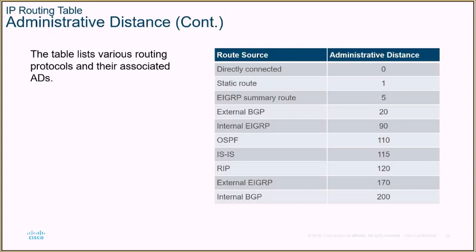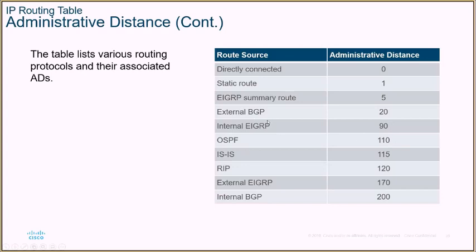Now, EIGRP, well, don't worry too much about that. EIGRP is actually a Cisco proprietary routing protocol. BGP is actually what's used on the internet. And so EIGRP normally has an admin distance of 90. That's what most of the routes will be. Summary routes are treated separately. As I said, OSPF is 110.